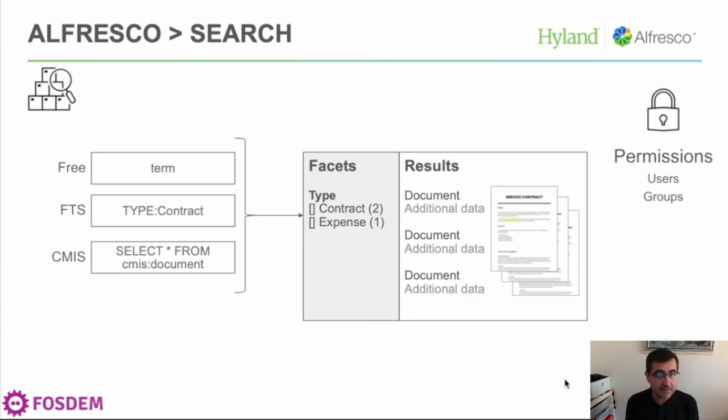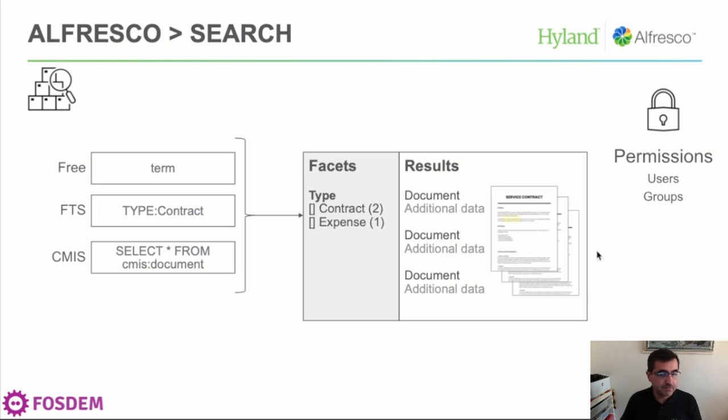If we move to the searching part, in Alfresco, we are providing 3 different search syntaxes. The first one is free text, so you can use a term in order to get the information from metadata and content. You can use FTS. FTS is the Alfresco syntax, so you can just combine your terms with the value of some properties, in this case like the type contract. And finally we have the standard CMIS, that is related with SQL, like the SQL syntax, and also allows you to create some filters and some conditions on your documents.